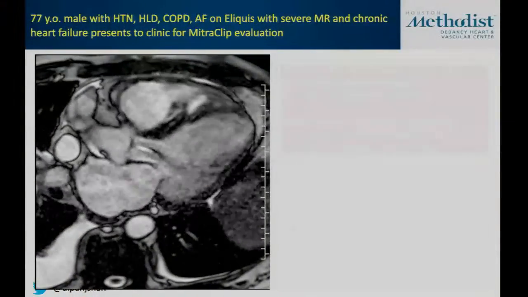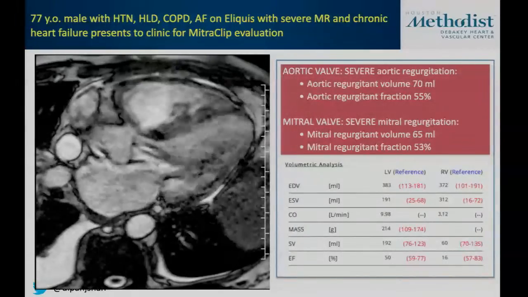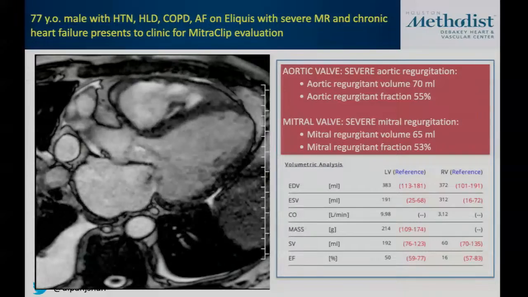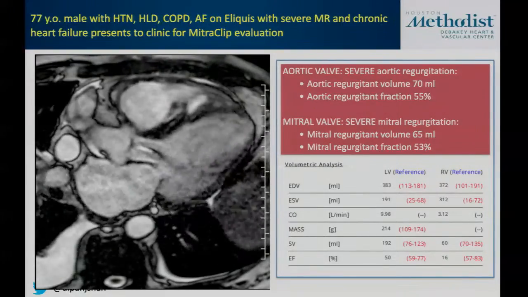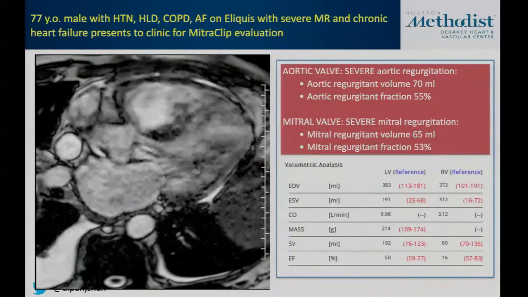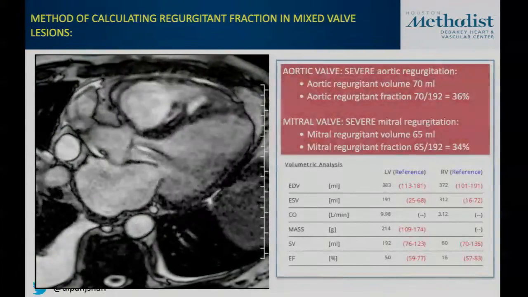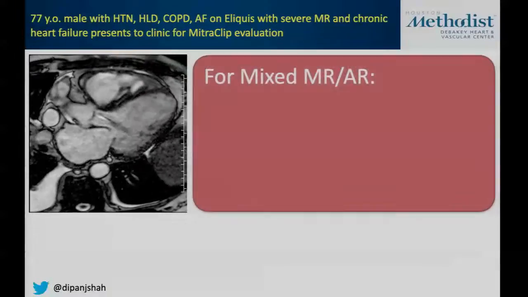Okay, so in this case, in the end we came up with severe AI, severe MR, and then what the regurgitant severity of each was. And then obviously, as we talked about before, it's important to look at the remodeling of the ventricle as well. And then, let me skip forward here to the next case.